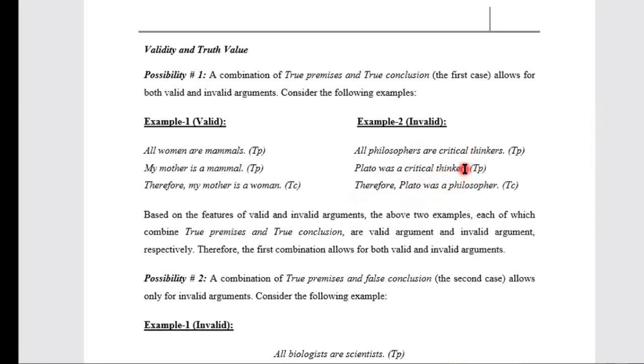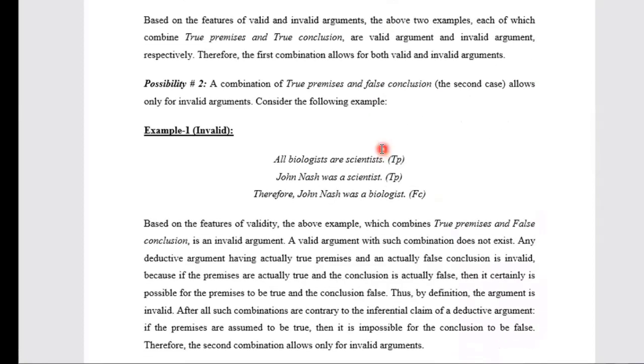Do you understand? This example works even for other possibilities. Why can other possibilities be both valid and invalid? Let's look at the second example, when we have true premises and a false conclusion. That's the exception. We have said that in this case, it's always invalid. Look at this example. All biologists are scientists. The second premise is John Nash was a scientist. Therefore, John Nash was a biologist.